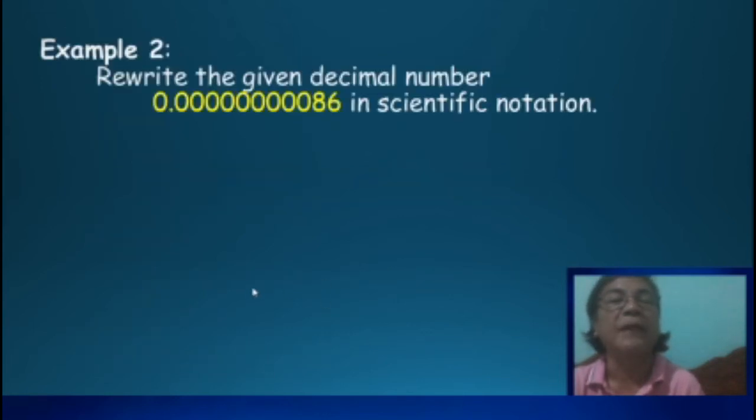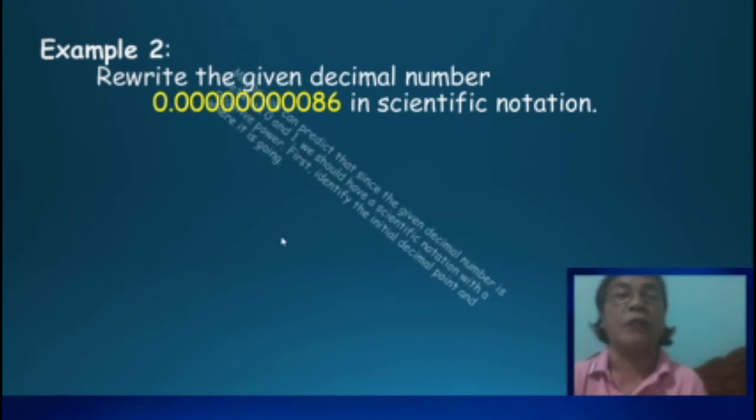Let's have example 2. Write the given decimal, 0.00000000086, in scientific notation.